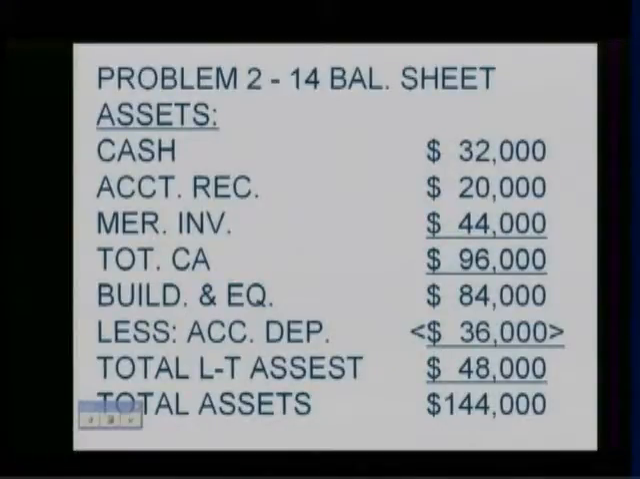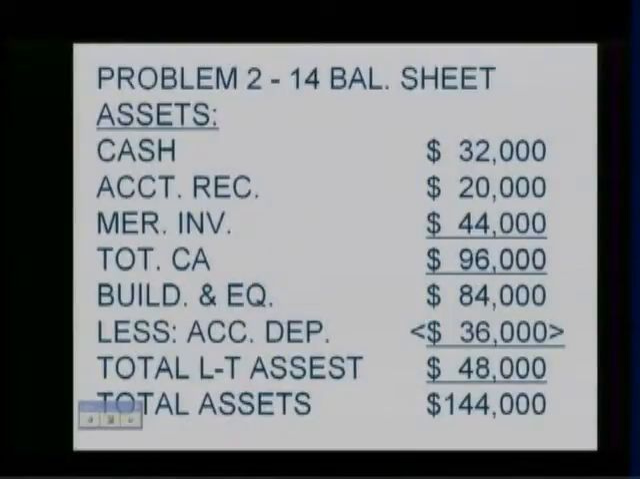So we talked about the cash, receivables, and merchandise inventory. You add up those three accounts to get your $96,000 in current assets. You had building and equipment of $84,000 and some depreciation that you have to subtract from that $84,000. You end up eventually with total assets of $144,000.